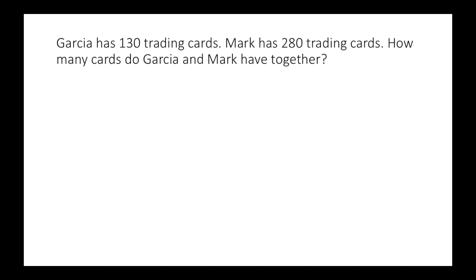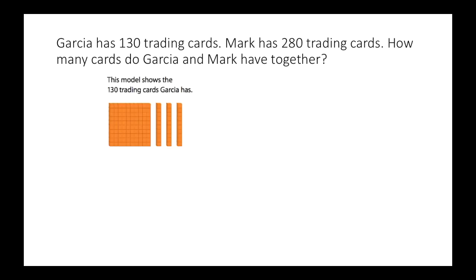Okay, so now we're going to take a look at a few example problems before we begin our 5 problems of the week. Let's take a look at this problem. Garcia has 130 trading cards. Mark has 280 trading cards. How many cards do Garcia and Mark have together? For this problem, I know I'm going to be adding because I'm combining 2 totals to find out how much they have together. So let's take a look at this in place value blocks and review what it really means or looks like to regroup.